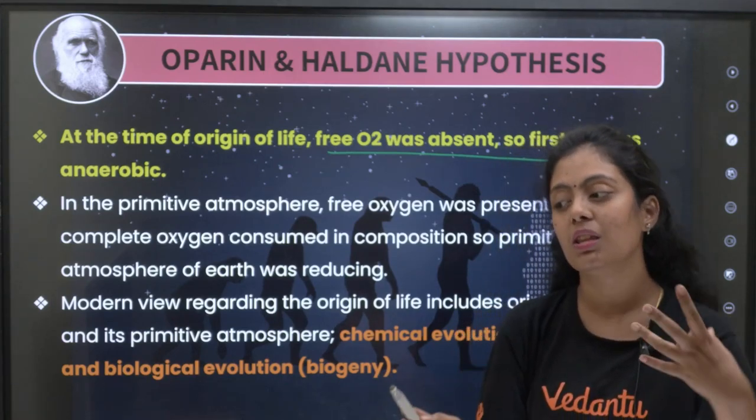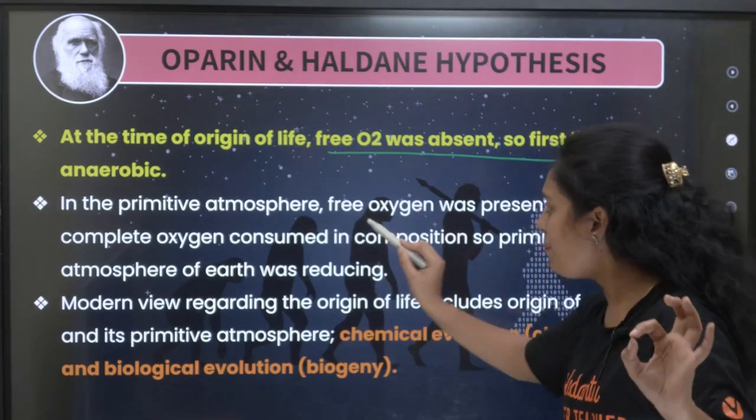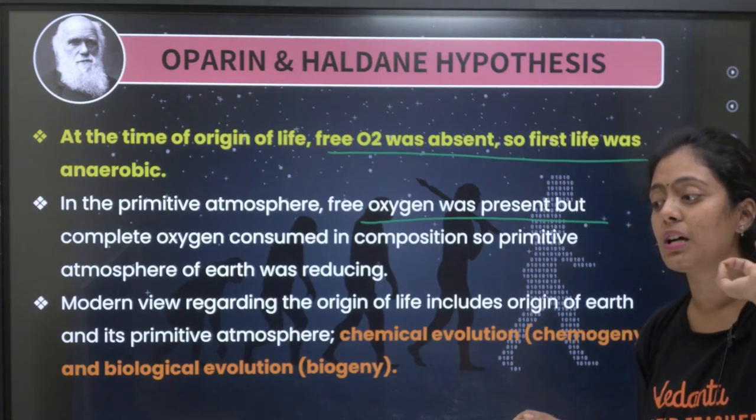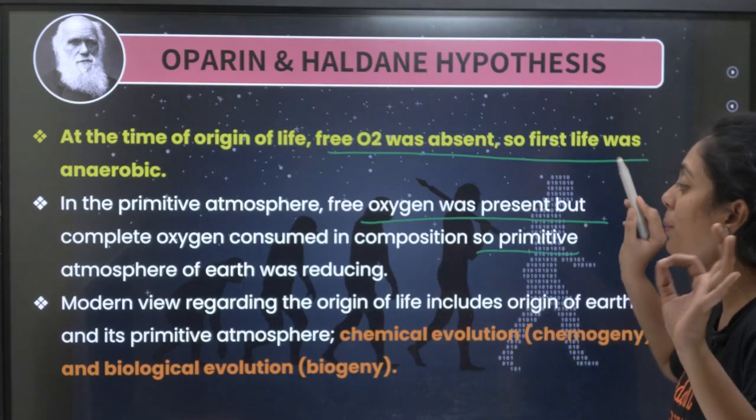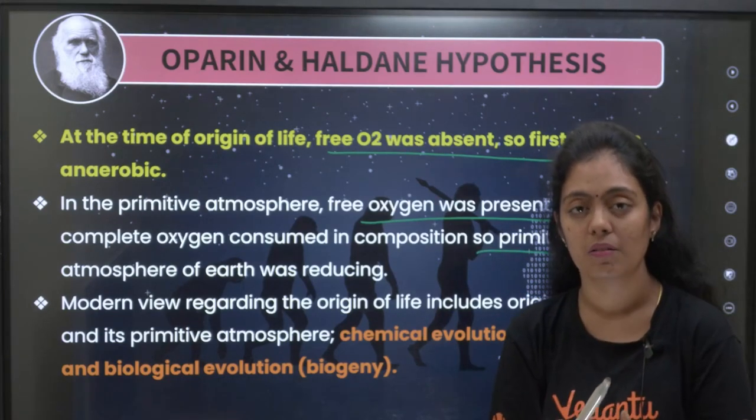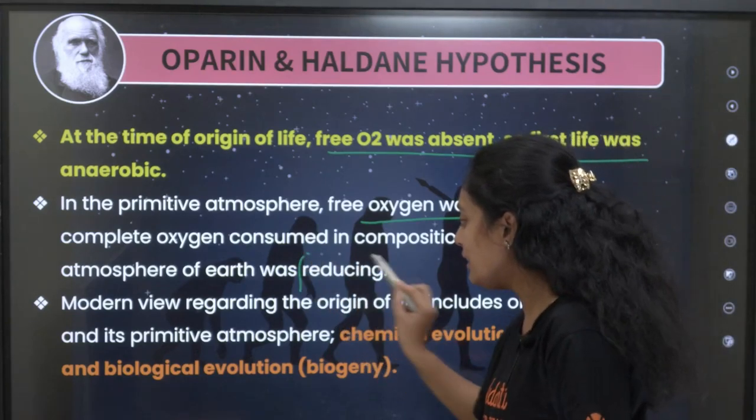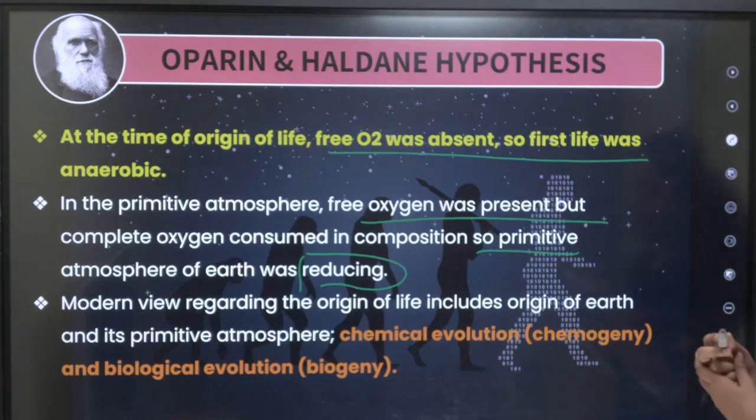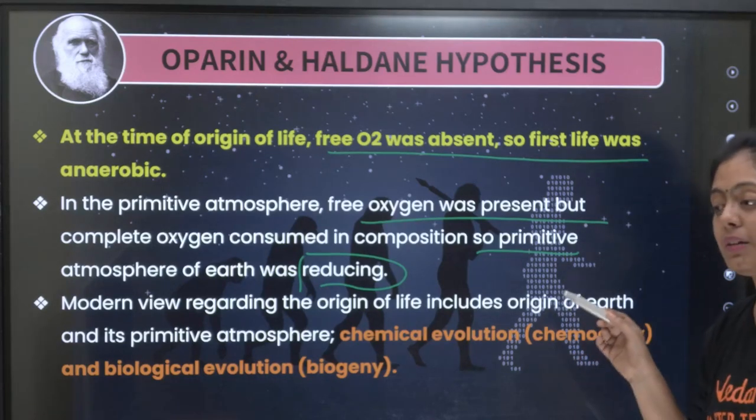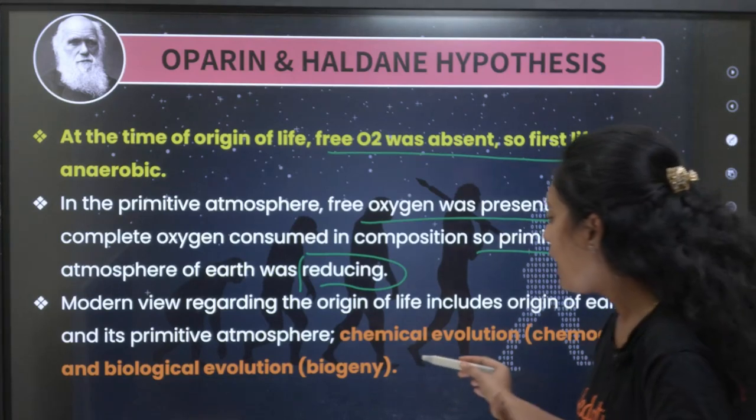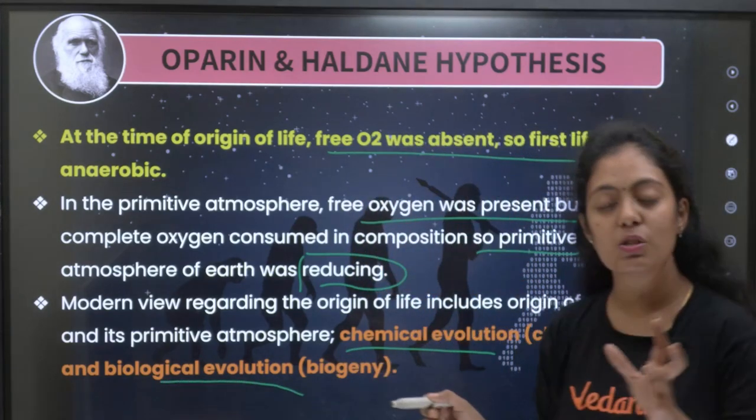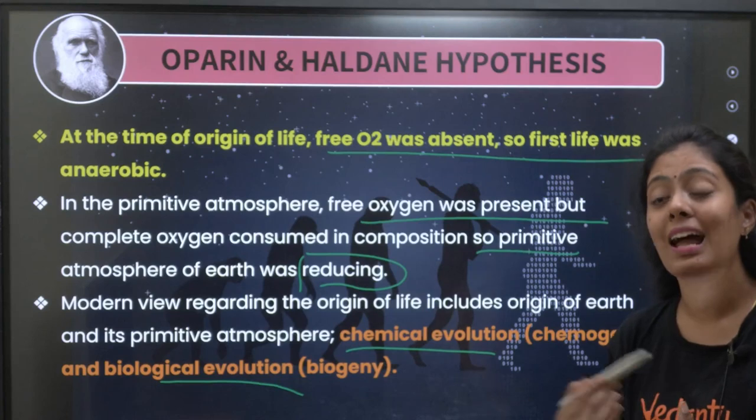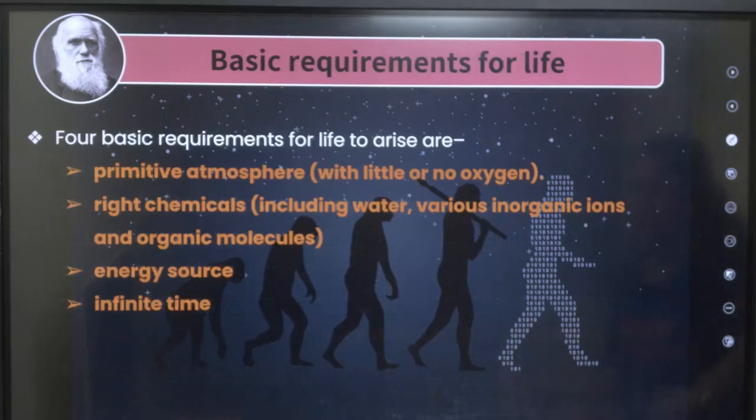You didn't have oxygen in the atmosphere. In the primitive atmosphere, free oxygen was present, but all of it was consumed in the composition. So the primitive atmosphere of Earth was reducing in nature. The modern view regarding the origin of life includes origin of Earth and its primitive atmosphere, that is chemical evolution and biological evolution. First, the chemicals required for a cell will be synthesized. Then the life will be synthesized. That's very, very important.